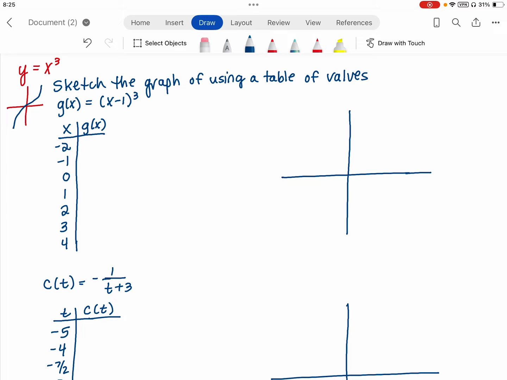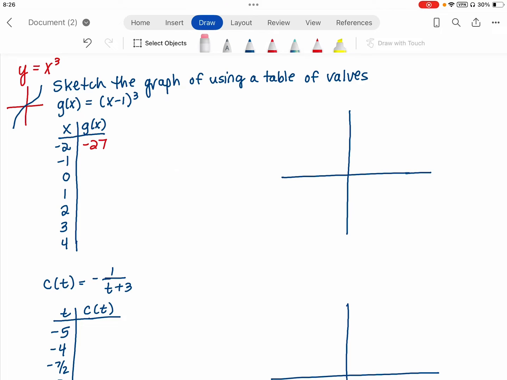And then what you're going to do is just calculate what you get using each of these inputs. So here I'm looking at what is g of -2. All right, and so I'm going to go into that g function and replace the x with a -2, and simplify that down, and that's -3 cubed, and that's -27. So -27 is my output value when I use an input of -2. Then you're going to repeat that process with the -1, the 0, 1, 2, 3, and 4.